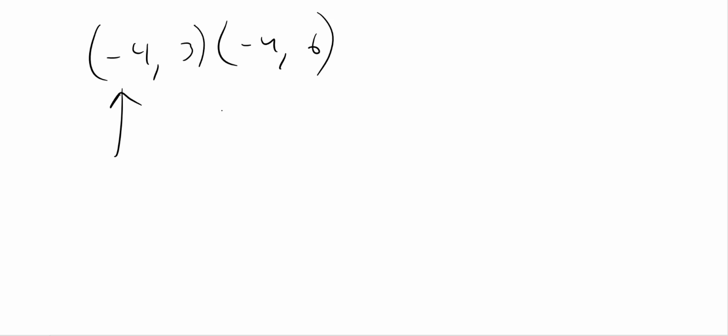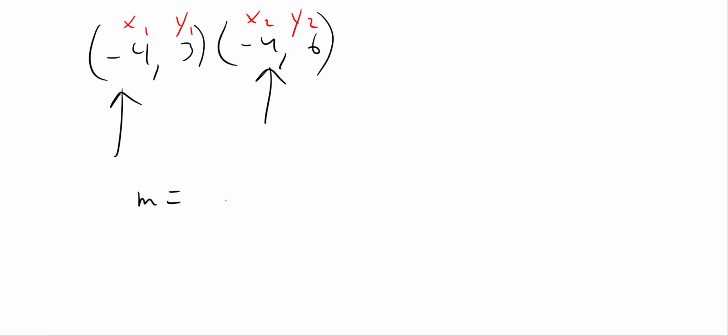So what if I gave you this? Negative 4 comma 3 and negative 4 comma 6. Well, you guys should look at this and see that the negative 4 is the same. What do you think this is going to be? Well, before you answer that, let's just look at the slope first. So again, I'm going to label it x1, y1, x2, y2.